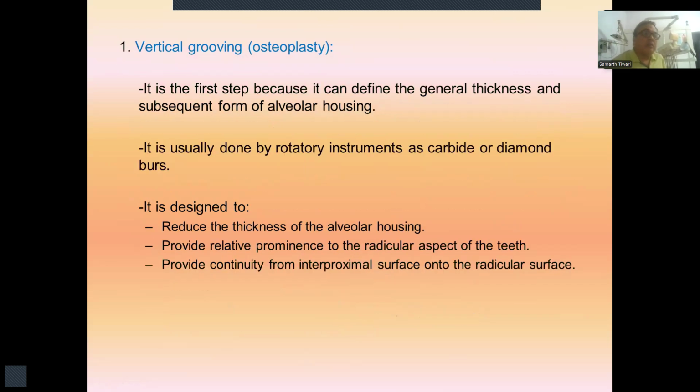We will discuss all these procedures and other techniques for resective osseous surgery in the next lecture.